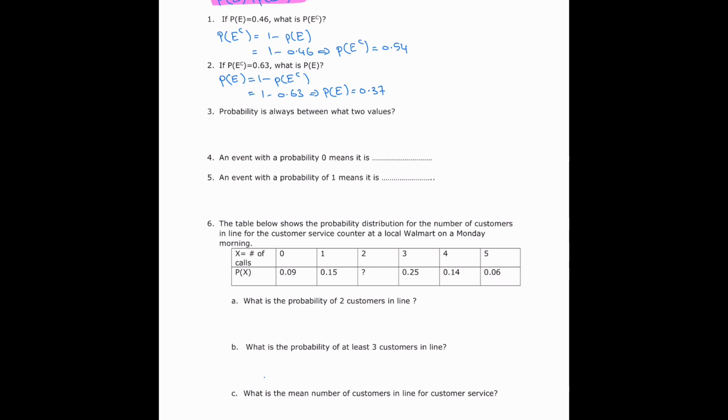Probability is always between what two values? Probability is always between 0 and 1. In other words, the probability of any event is greater than or equal to 0, less than or equal to 1. Number 4, an event with a probability of 0 means it's impossible. It cannot happen. An event with a probability of 1 means it is certain to happen.